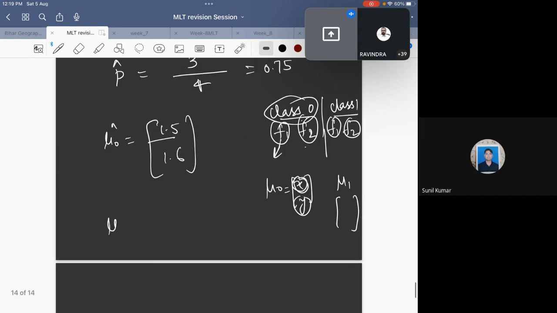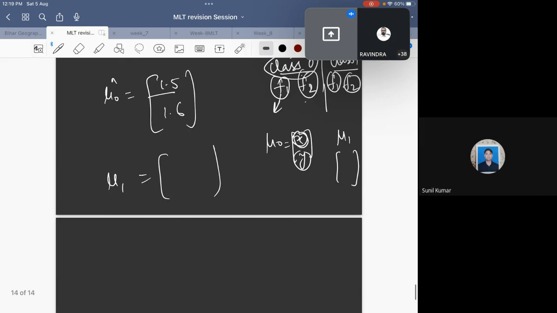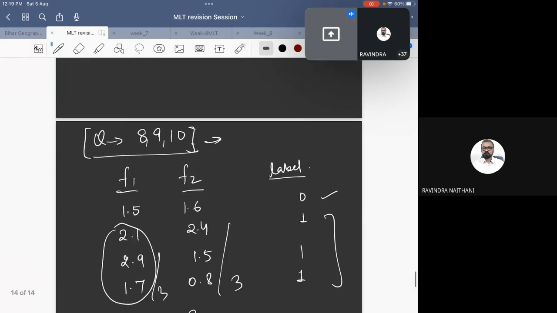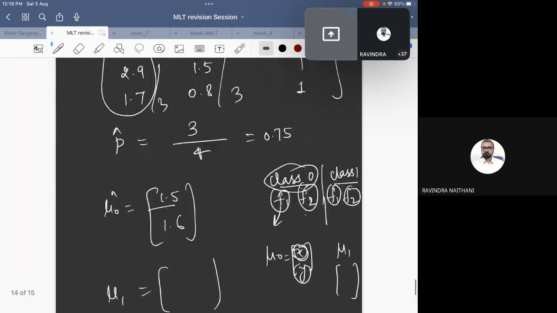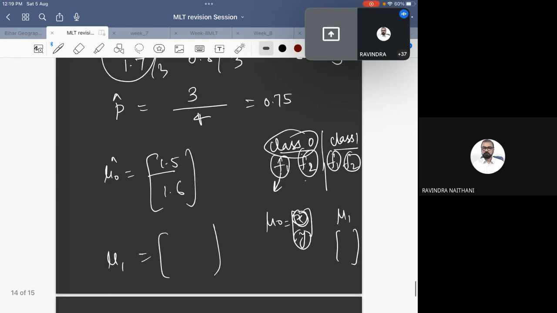Again for mu1, how will you calculate this? There should be an x coordinate and y coordinate. For f1, just add all three values for this label and divide by 3, and again for the other feature divide by 3, and you will get mu1, right? Is it fine to everyone? And what about sigma square? Sigma is there in Gaussian, but you won't be asked to calculate that. Maximum they can ask about all this stuff, and you're aware of mu1. Only this calculation is important. Otherwise, the calculation of probability won't be asked, because that would be hectic to calculate.